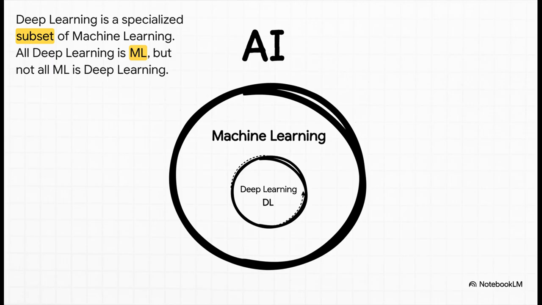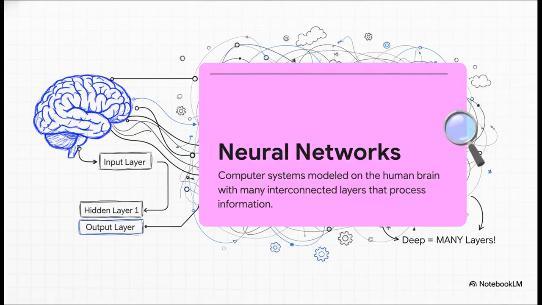This means that all deep learning is machine learning, but not all machine learning uses the deep approach. With every circle we add, we're getting more and more specialized. The powerhouse behind deep learning is something called a neural network, which is a system that's modeled after the way the human brain works. Now, the deep part simply means the network has lots and lots of interconnected layers. That multi-layer structure is what lets it learn really complex patterns, like recognizing not just lines, but shapes, and eventually a specific face in a photo.